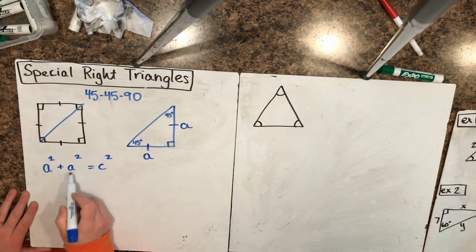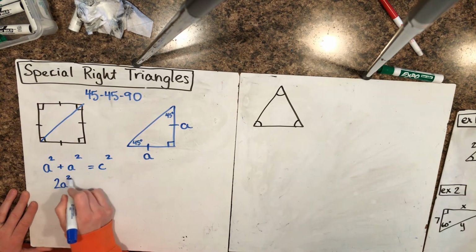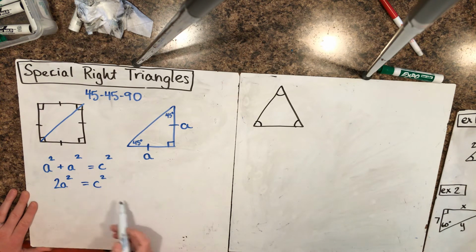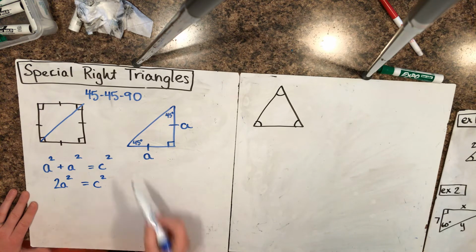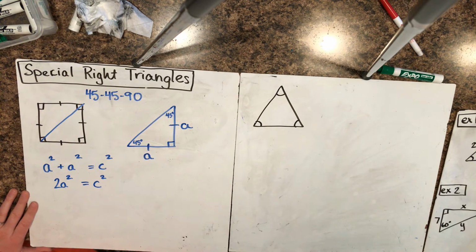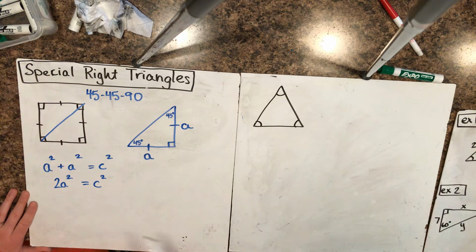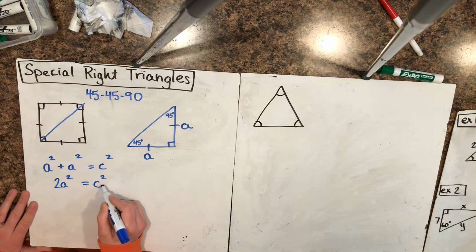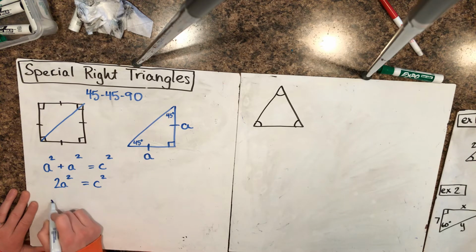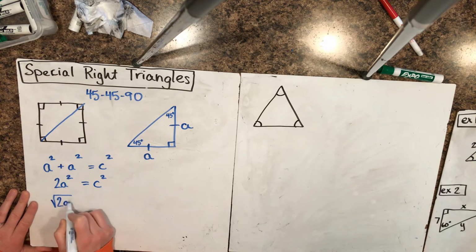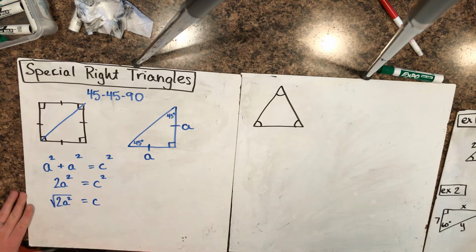Well, what's a squared plus a squared? It's 2a squared. And remember, my goal is to get this c by itself. What is the hypotenuse of this triangle as it relates to these other two sides? Okay, so if I want to get this c by itself, I'm going to take the square root of 2a squared, and I'll get c, okay?